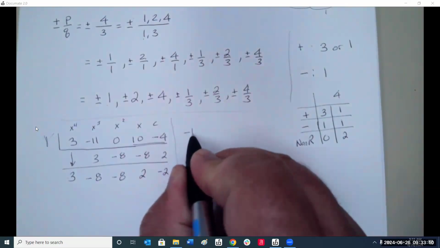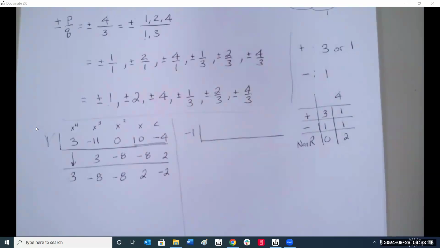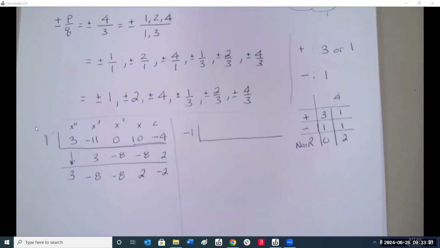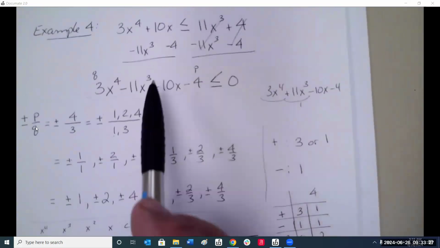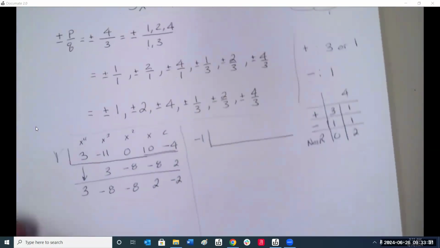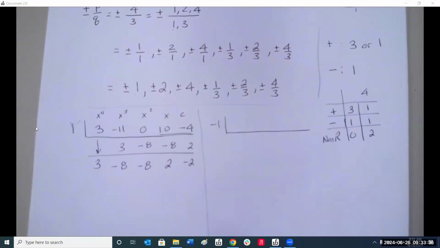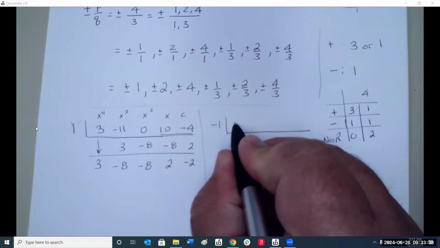Let's try -1. Oh, yes, the non-real ones. Because what if one of our answers was a square root? If it's a square root, it has to have a conjugate square root, because there are no square roots in here. The square roots have to cancel, so we have to have a conjugate pair. No, this is a legit question.